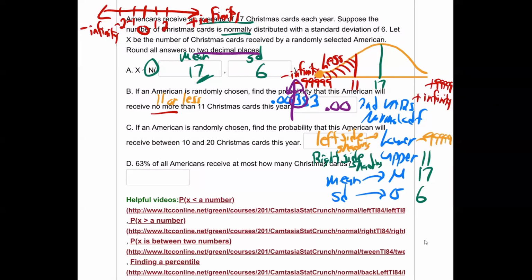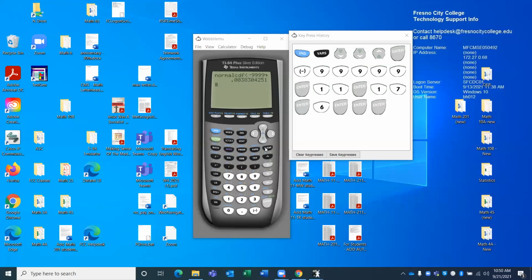See what I did wrong. Let me see. Second vars, normal CDF. Okay, negative. Oh, my upper's only 1. It should have been 11. Thanks, guys. I messed up.